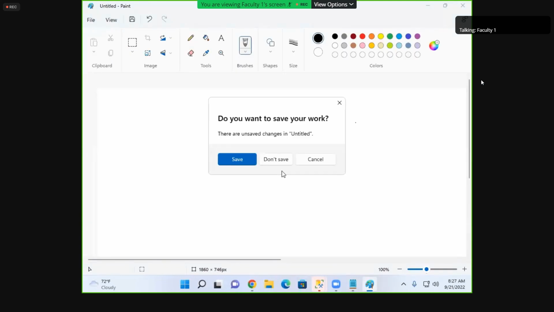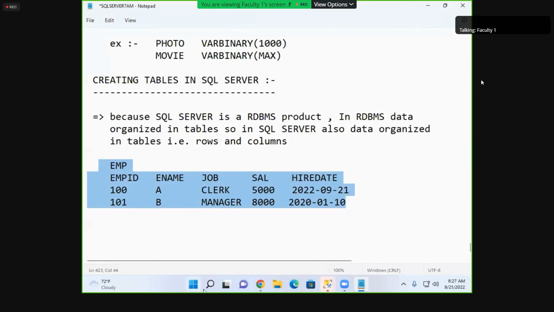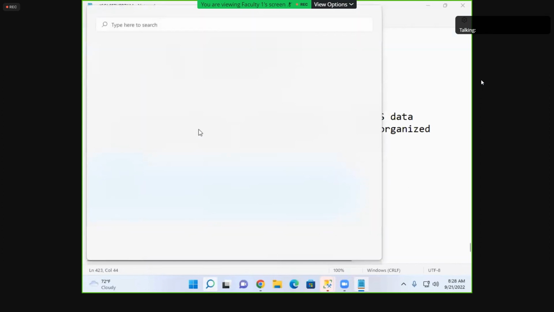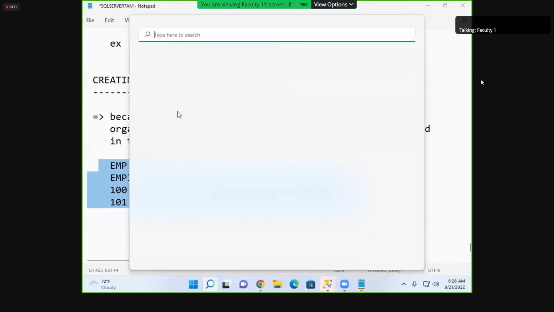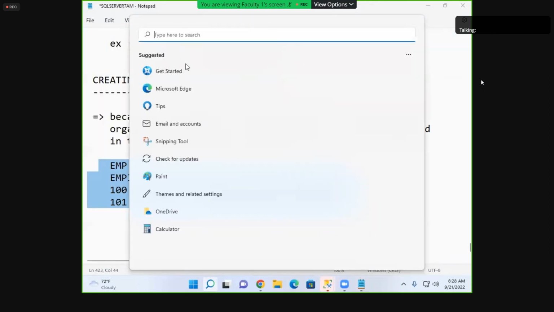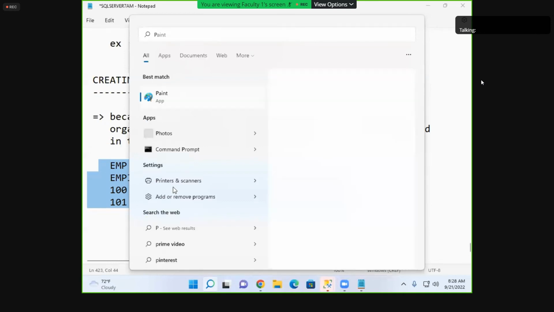Okay? This is called a table. Now, what does this table contain? The table contains what? Rows and columns. Okay, it is data only, but what the table contains is rows and columns.